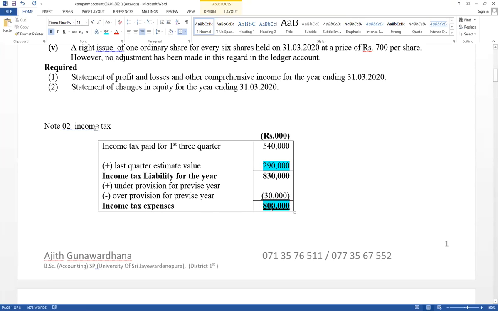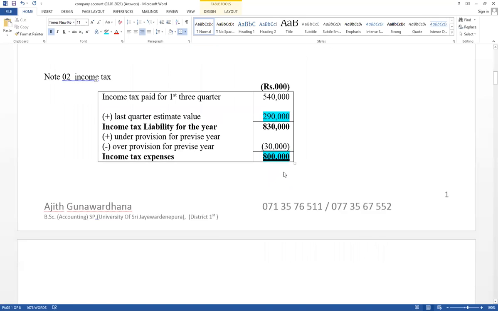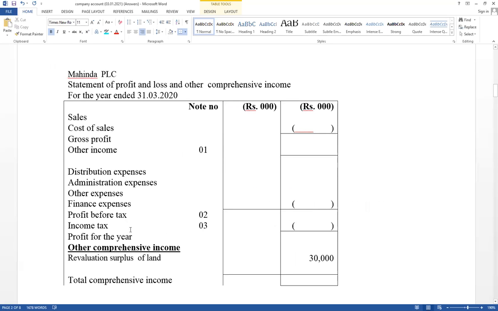Therefore, income tax expense equals 800,000. That value should be included in the statement of profit or loss and other comprehensive income as a separate income tax expense. This income tax expense cannot be included under administration, distribution, or other finance expenses. You have to disclose it separately. Therefore, 800,000 in the statement of profit or loss and other comprehensive income. In the last column, note number 3 normally. Therefore, here the value equals 800,000, income tax.